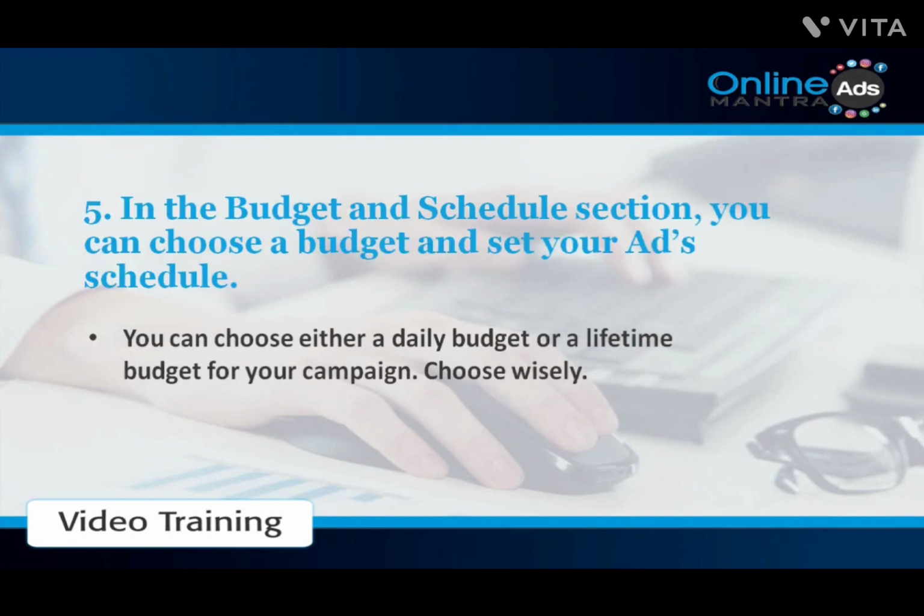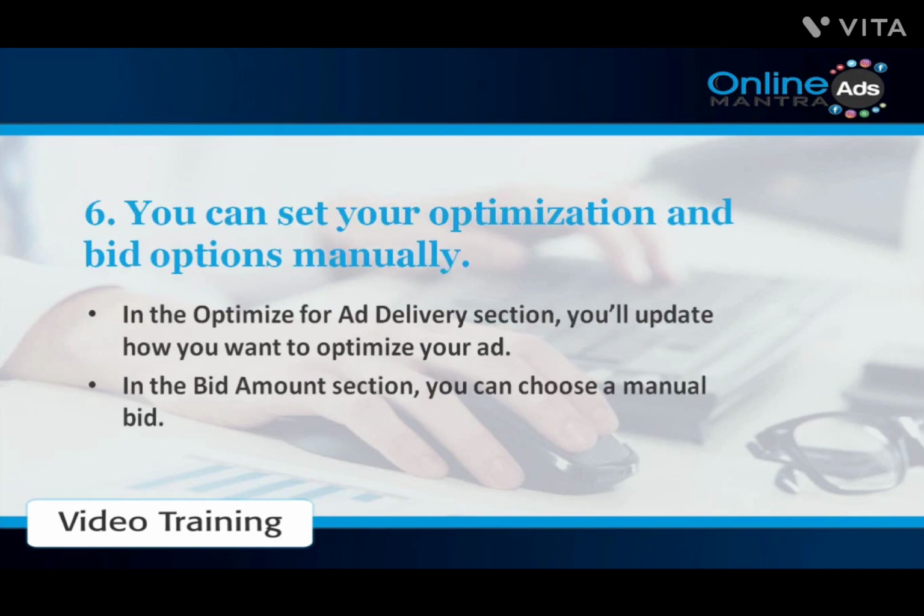In the budget and schedule section, you can choose a budget and set your ad schedule. You can choose either a daily budget or a lifetime budget for your campaign. Choose wisely. You can set your optimization and bid options manually. In the Optimize for Ad Delivery section, you will update how you want to optimize your ad. In the Bid Amount section, you can choose a manual bid.